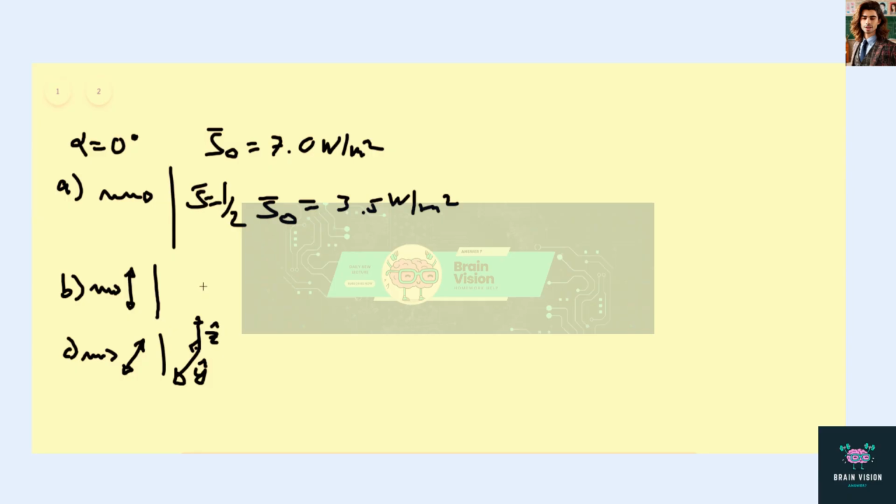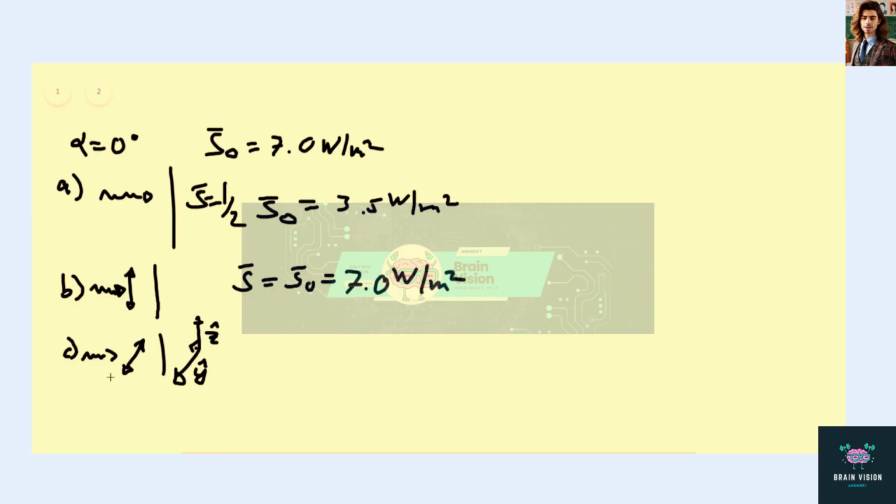intensity. On the second part, the transmitted one, so on part B, we have polarized light coming in from the left that is polarized along the axis of the Polaroid, and so the outcoming intensity is going to be exactly the same as the incoming intensity. So this is just 7.0 watts per meter squared.